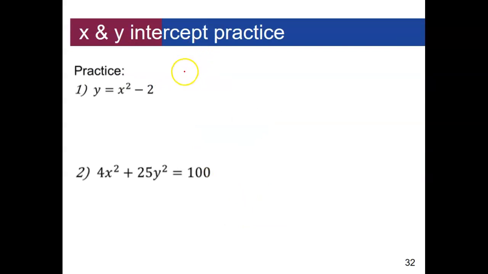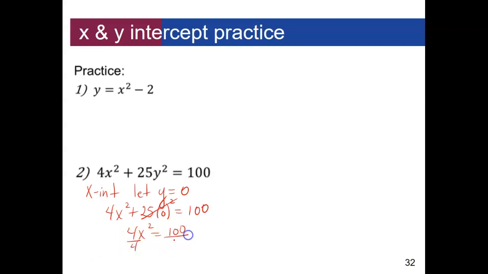Okay, here's a couple for you to practice with. We've actually just done the first one, so go ahead and start with the second one here. If you want to try it, go ahead and pause it and try it. If not, then just kind of listen as we go with this. If we're going to start with the x-intercept, we're going to substitute 0 in for y. So we'll have 4x squared plus 25 times 0 squared equals 100. We know that 0 times anything is just 0, so that term is gone.